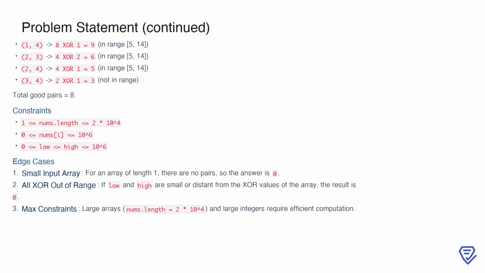It's important to note the constraints of the problem, such as the potential for very large arrays or values, which require an efficient approach to avoid excessive computation. Additionally, edge cases like arrays of length 1, where no pairs exist, or scenarios where all XOR values fall outside the range, must be handled appropriately to ensure the solution is robust and performs well under maximum constraints.